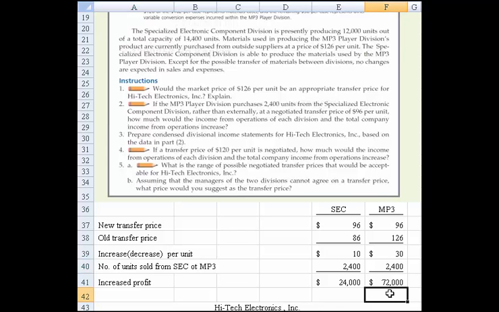Now if we add those together, we come up with the total increase in profits of both divisions if we make this change in the transfer price. And I should probably format that the same way so that we can see what that total is. Okay, and it'd be the $96,000 there. So why don't I label this as total company change in profit.